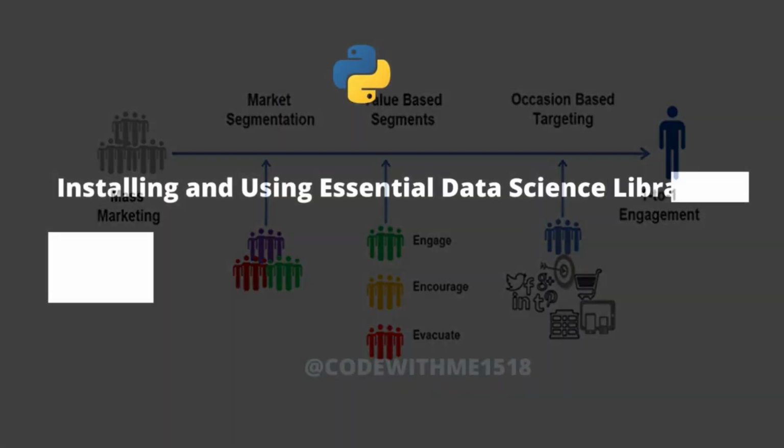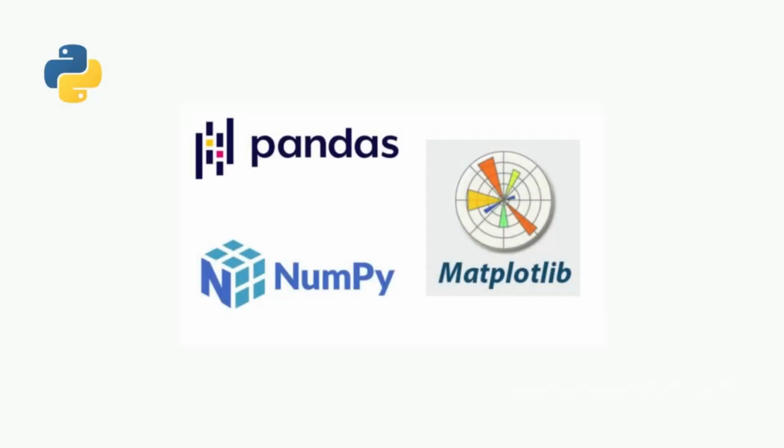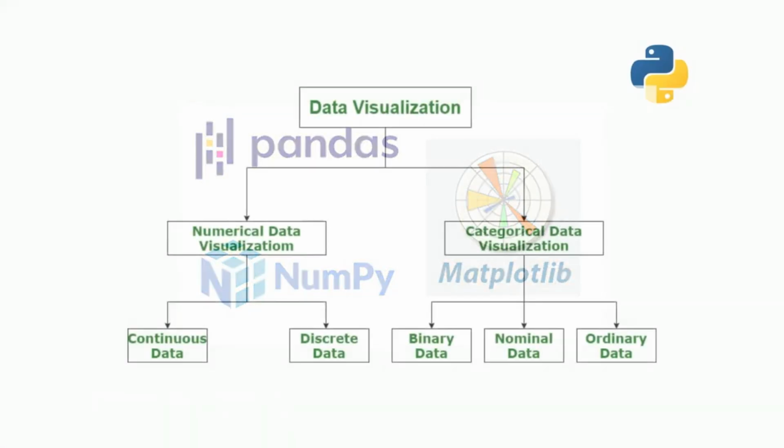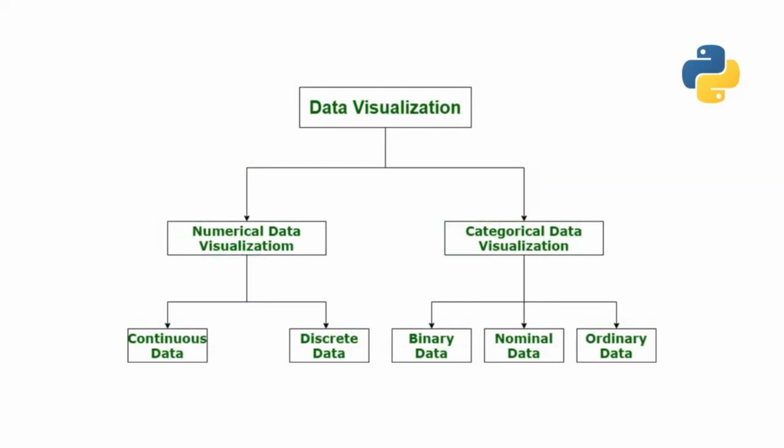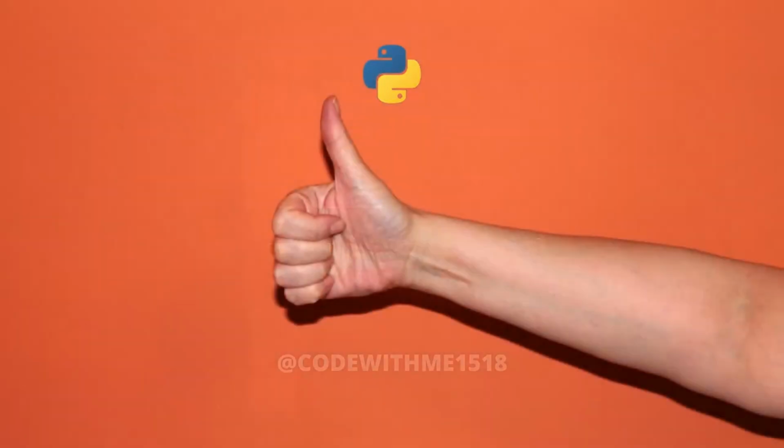To get started with data science in Python, you'll need to install some essential libraries: NumPy, Pandas, and Matplotlib. These libraries provide powerful tools for numerical computing, data manipulation, and data visualization. First, let's install these libraries. Open your terminal and run the following command. Great! Now let's dive into each of these libraries.